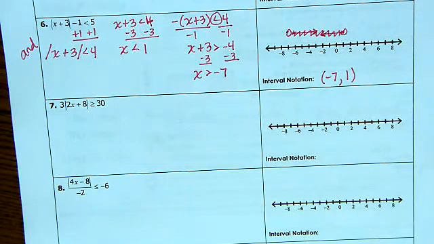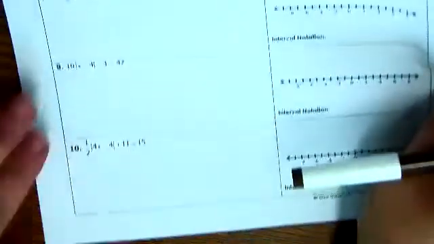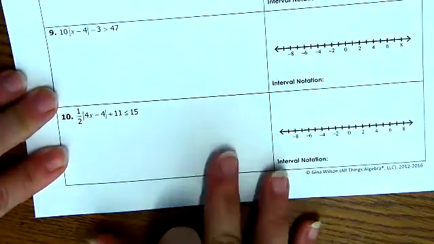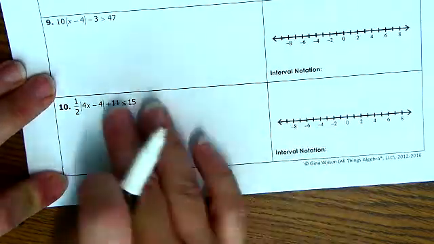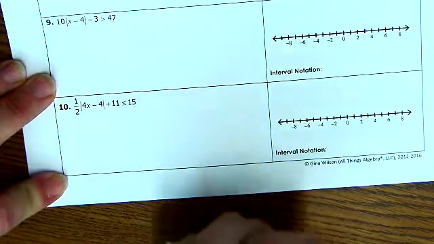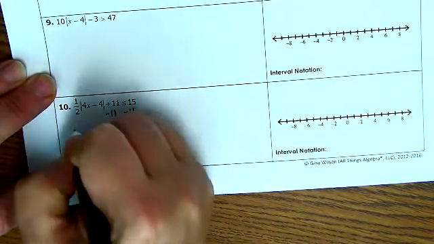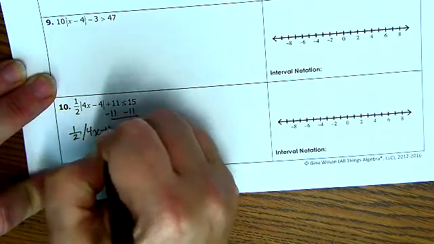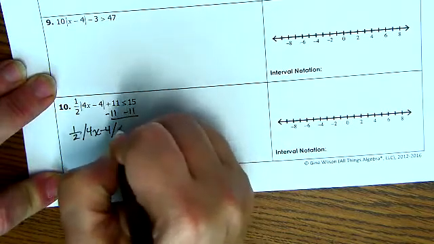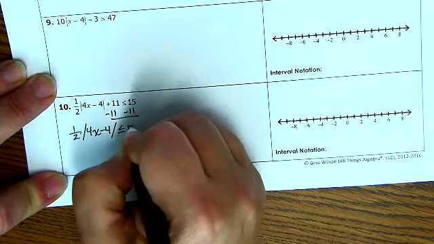Okay, moving right along. Let's jump ahead, and we're going to look down now at number 10. Solving it just like we did the equations. I've got to get the absolute value symbols by itself first. So I'm going to subtract 11, and I get 1/2 absolute value of 4x minus 4 absolute value is less than or equal to 14.